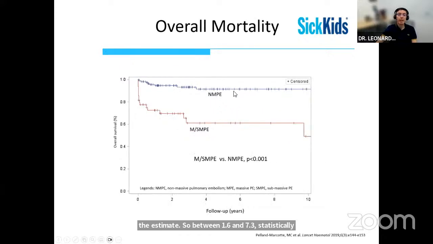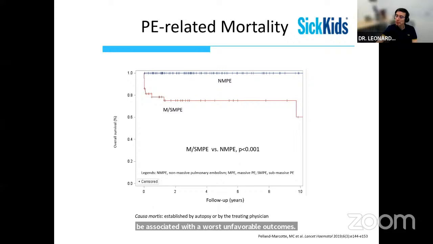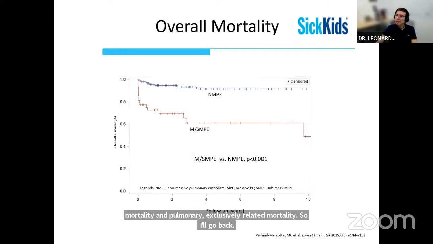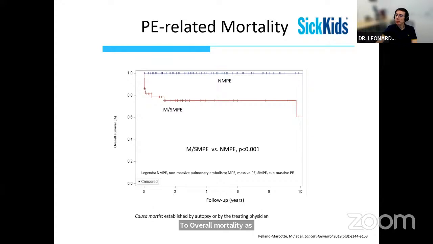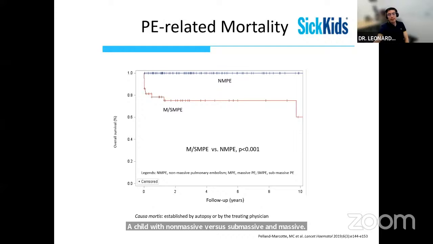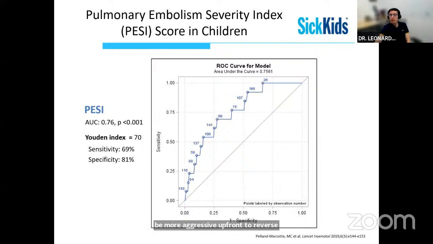Not only would risk stratification of pulmonary embolism be associated with worse unfavorable outcomes, but also overall mortality and exclusively pulmonary embolism-related mortality. So I'll go back. Overall mortality as well as PE-related mortality would differ significantly if one were to see a child with non-massive versus submassive and massive. So if unfavorable outcomes, including mortality, differ, it is obviously intuitive that one may need to try to be more aggressive upfront to reverse these outcomes I've just shown, before getting to treatment algorithms.